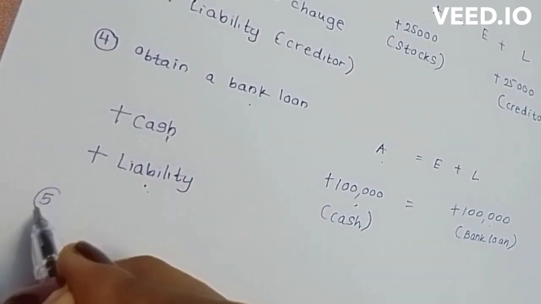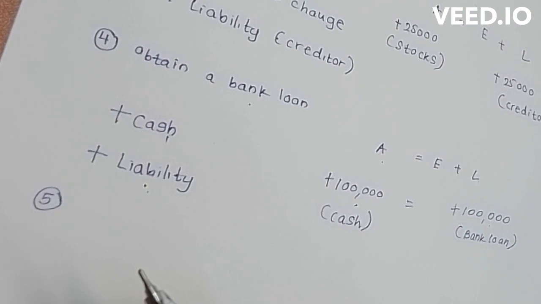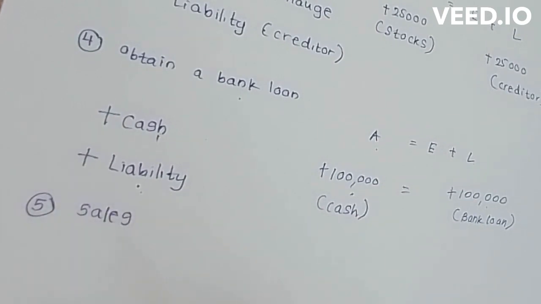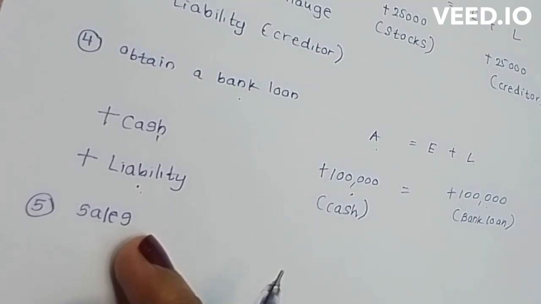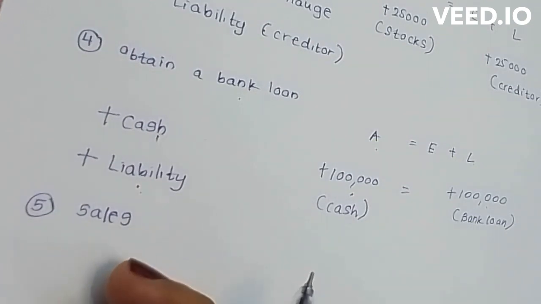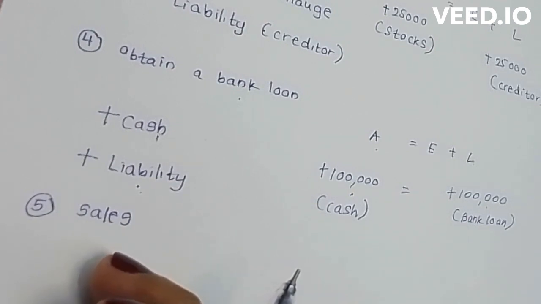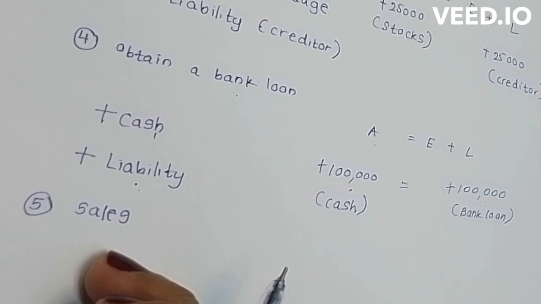Now let's see the fifth transaction. That means 9th of April, sales, rupees 75,000. When a business sells something, what will happen? If we sell on cash basis, we are getting cash from the customers. If we sell on credit basis, what will happen? We are incurring a debtor, but we are selling our goods. So here we are doing sales on cash basis. Why do we take cash basis? Because they have not mentioned anything regarding credit terms. If they have mentioned a name, that means it is on credit basis.